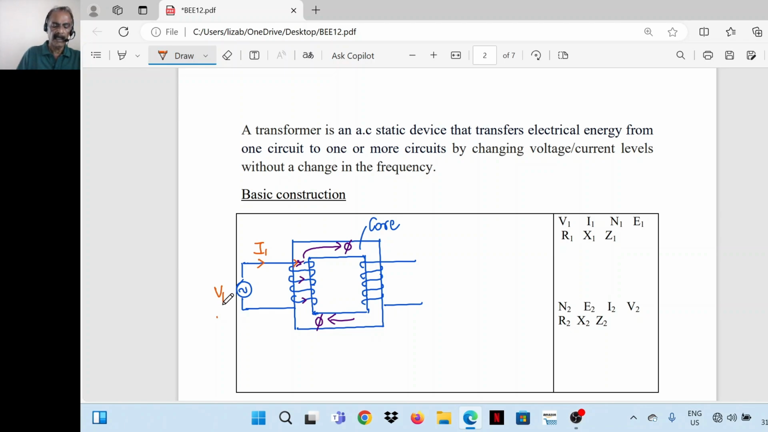V1 varies sinusoidally. I1 also varies sinusoidally, and the flux produced by the current also varies sinusoidally.